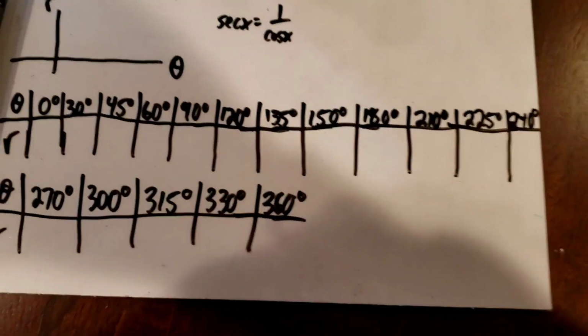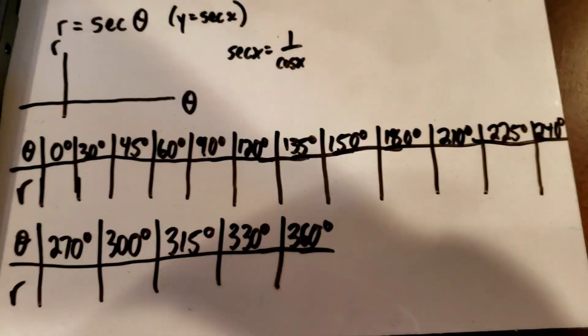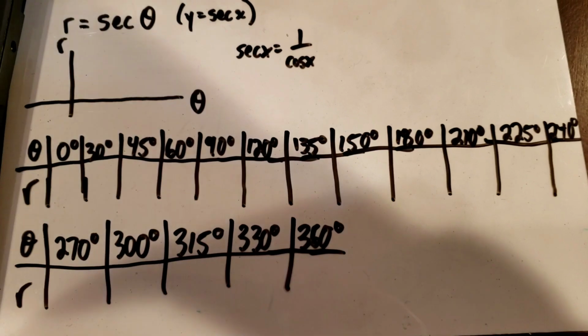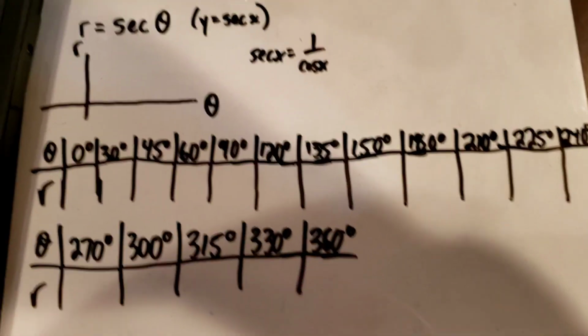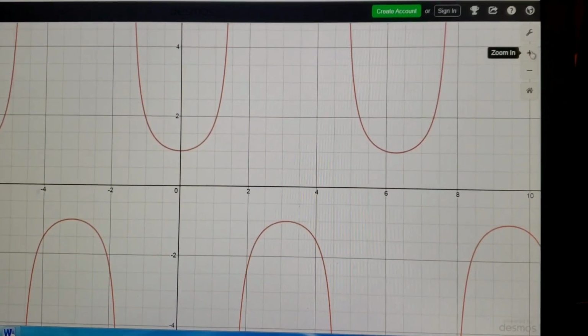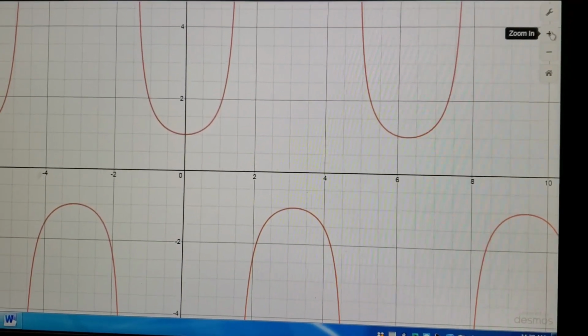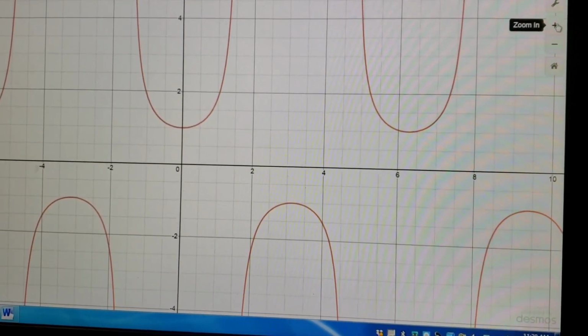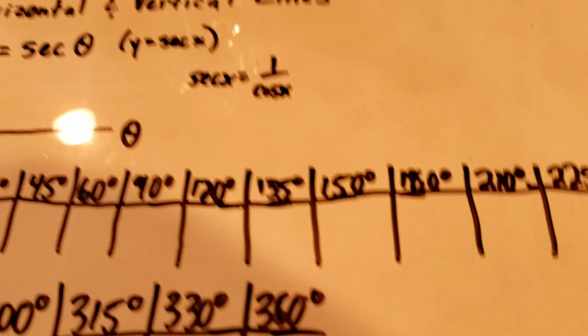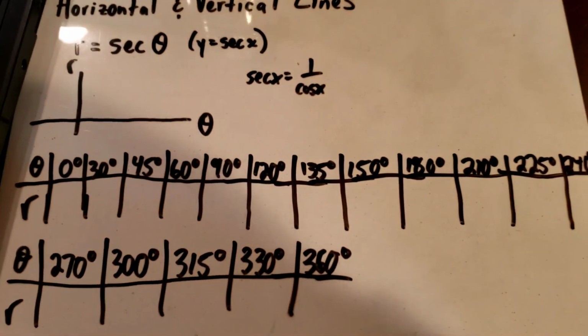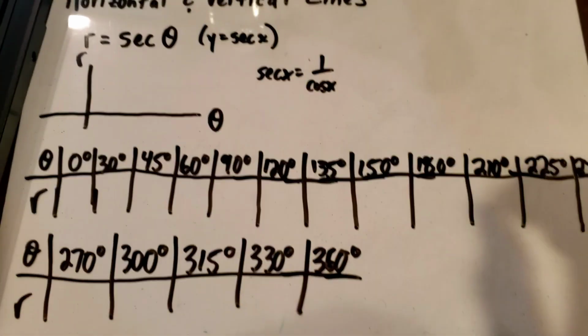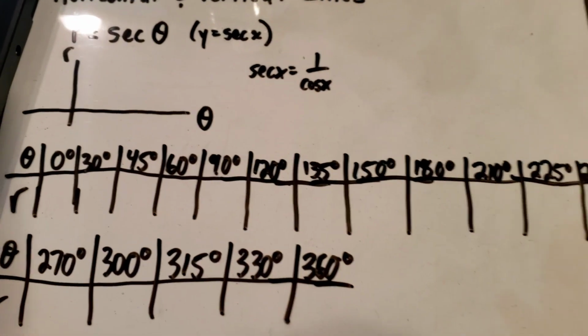And so if we remember what the graph of secant is, we're going to end up with this curve right here. But what we really want to do is get all of those coordinates in this table of values. So we have to go through and fill in all of these values.